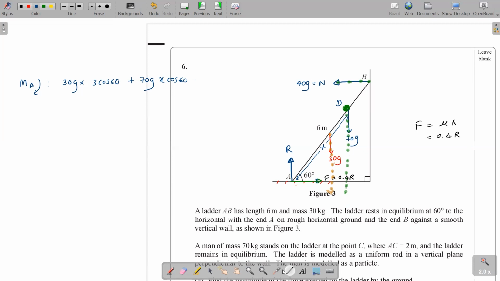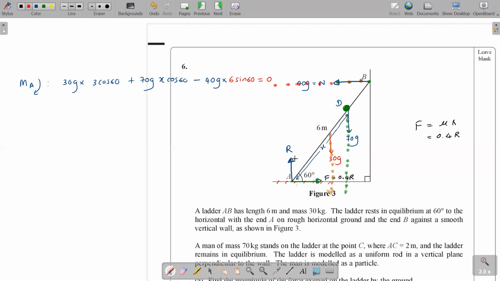And then the last guy is the 40G, and you can very clearly see 40G is this way, right? 40G is anti-clockwise, so therefore minus 40G into what's the distance? The whole distance is 6, right? For the horizontal force, the perpendicular distance is vertical, this distance. So that is 6 sin 60. Do you agree with me? I erase the distance. And all of these moments must be equal to 0 because it's in equilibrium.